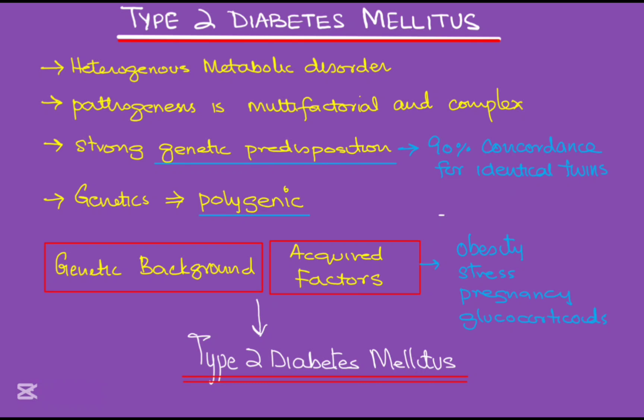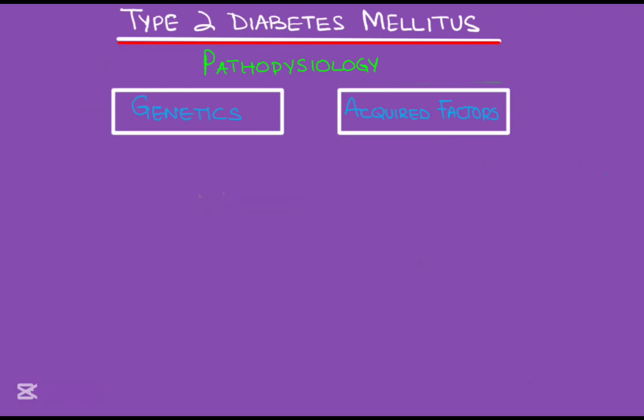I hope you now have a better understanding of the complex pathogenesis of type 2 diabetes. I have tried to explain it in the simplest way possible, breaking down how genetics and environmental factors work together in its development. Now that I have explained how genetic and environmental factors contribute to type 2 diabetes, let's dive into the pathophysiology of type 2 diabetes mellitus. What actually happens in the body that leads to this condition?